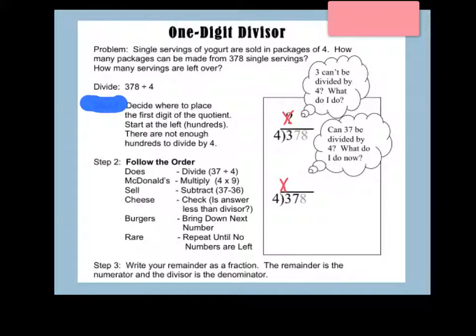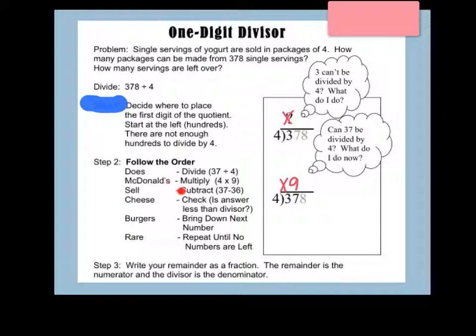Next thing I'm going to look at is I'm going to follow an order, and we use the phrase, does McDonald's sell cheeseburgers rare? And each one of those words represents a different part of the order to solving a division problem. So the first thing I want to do is divide. And because I can't take any groups of 4 out of 3, I'm now going to move over to, I'm going to add in the tens place here, and I'm going to look at 37. So how many groups of 4 can I get out of 37? And I can get 9 groups of 4 out of 37.